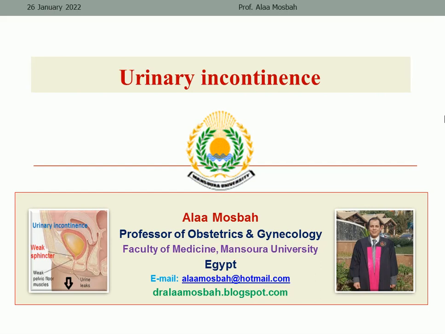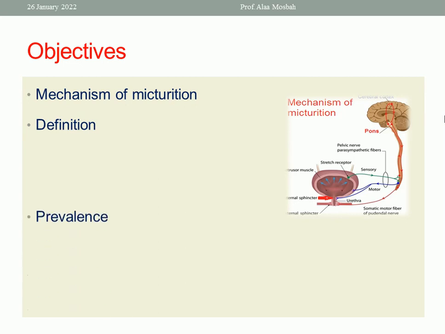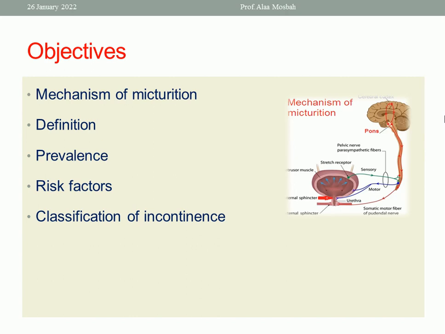The topic of my lecture today is urinary incontinence. So what do we want to discuss today? The mechanism of micturition, the definition of incontinence, the prevalence and the risk factors, the classification of incontinence with different types like stress incontinence, urge incontinence, mixed type, retention with overflow incontinence, and functional incontinence. This will end with treatment options for urinary incontinence.